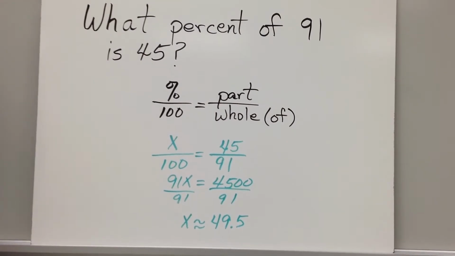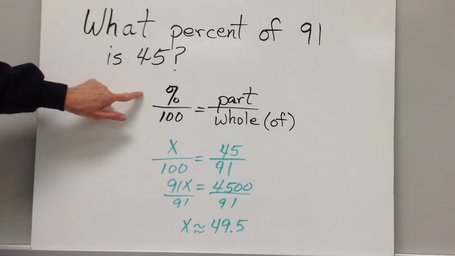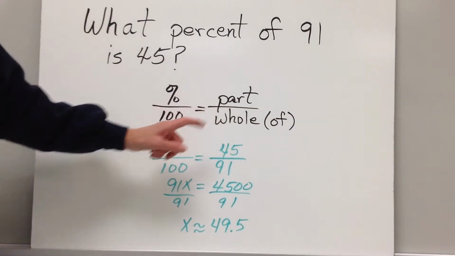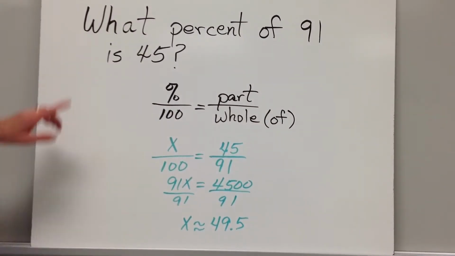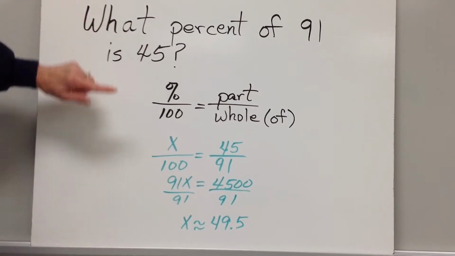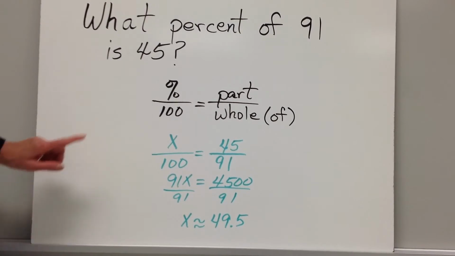If your problem said, what percent of 91 is 45? We write our formula again: percent over 100 equals part over whole. Remember, whole follows that word "of." This time, we don't know the percent. They ask us what percent, so we put x in place of the percent sign.